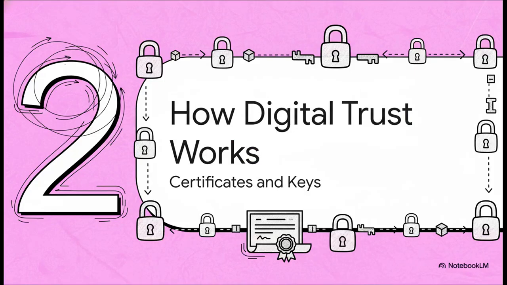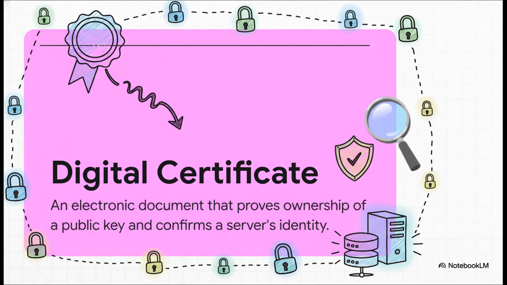Okay, so we know TLS provides trust. But how? How does that actually work under the hood? Let's peel back the layers and look at the actual mechanics. And it all starts with something called a digital certificate. So at its core, a digital certificate is just an official document for the online world. It's handed out by a super trusted third party, a certificate authority, or CA. And its main job is simple, to prove that a server is who it claims to be.